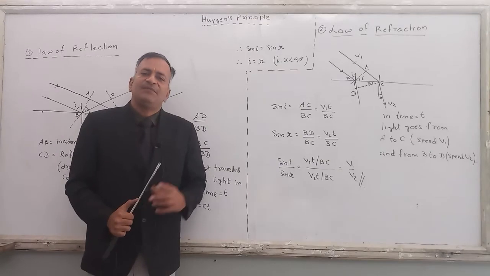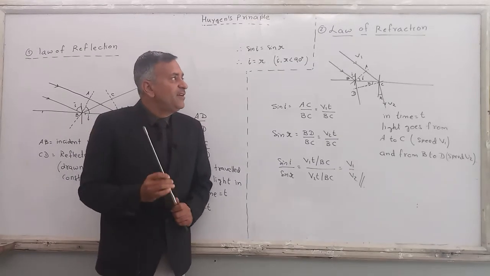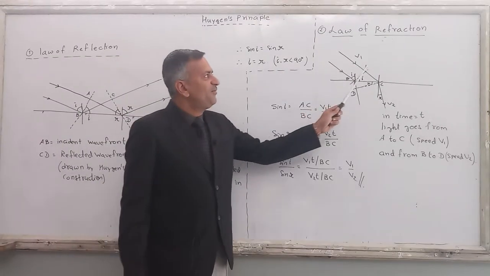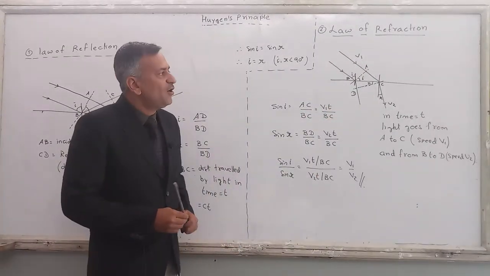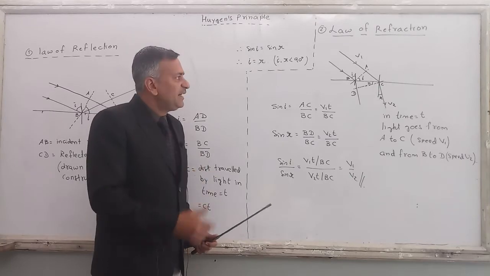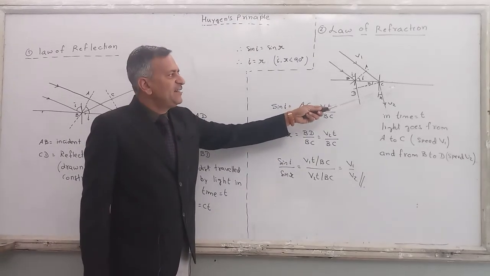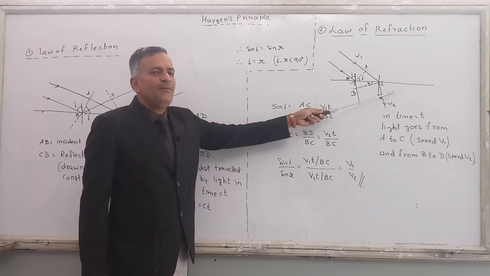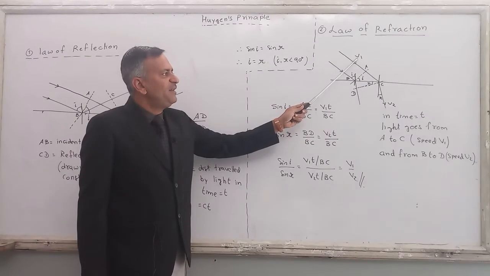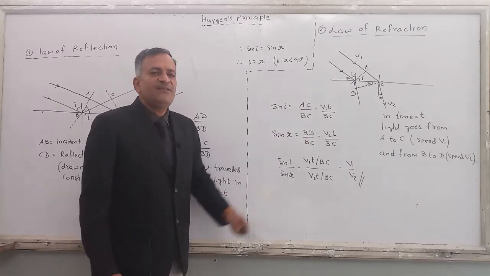All right? Okay. Now we come to the second diagram, which is used to explain the law of refraction. How will we prove the law of refraction? First, let us see the diagram. This is medium number 1, which is supposed to be rarer. This is medium number 2. This is the denser medium. In medium 1, the speed of light is v1. In the second medium, the speed of light is v2.